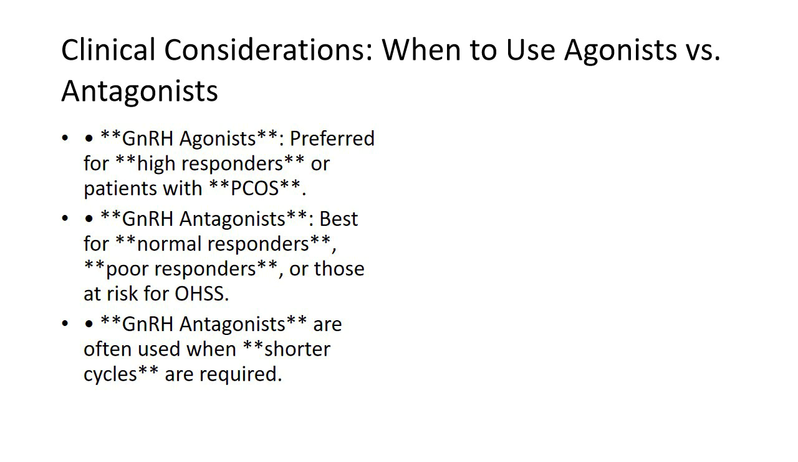HCG versus GnRH agonist trigger. Trigger type: HCG, GnRH agonist. OHSS risk: high, low. Corpus luteum support: strong, weak, requires luteal support. Effectiveness in oocyte maturation: high.